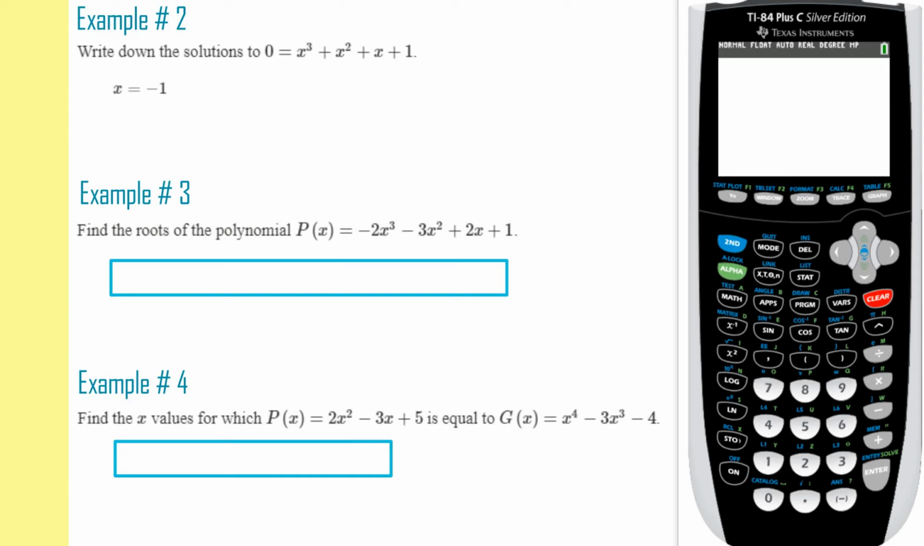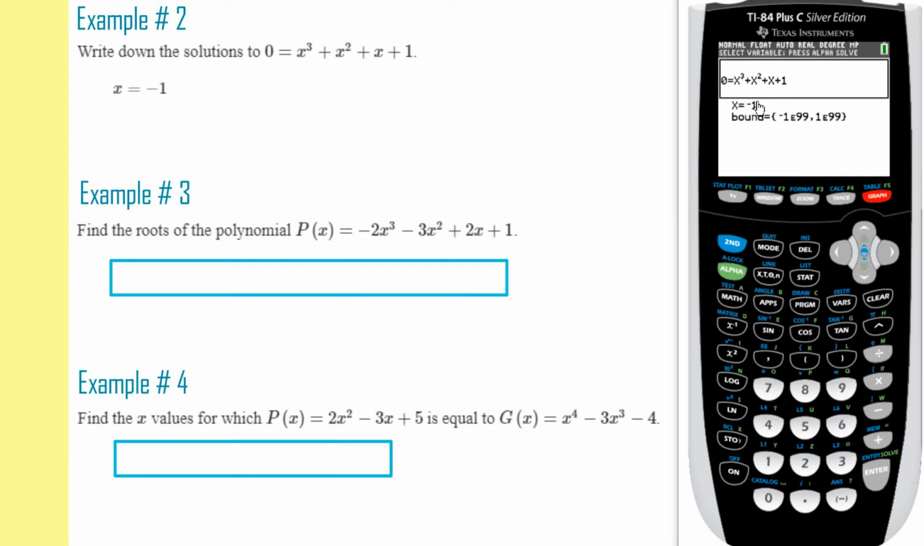Okay, and let's see. So there's one more way. We can go to math, go down or up, all the way to the bottom of solver. Enter, in this way, the TI-84, we enter both sides of the equation. So the left side of the equation is 0, and we go down to the right side of the equation and we type in x cubed plus x squared plus x plus 1. We hit OK, and then there we have x is negative 1. Okay, so again, there's 3 different ways to solve these equations.